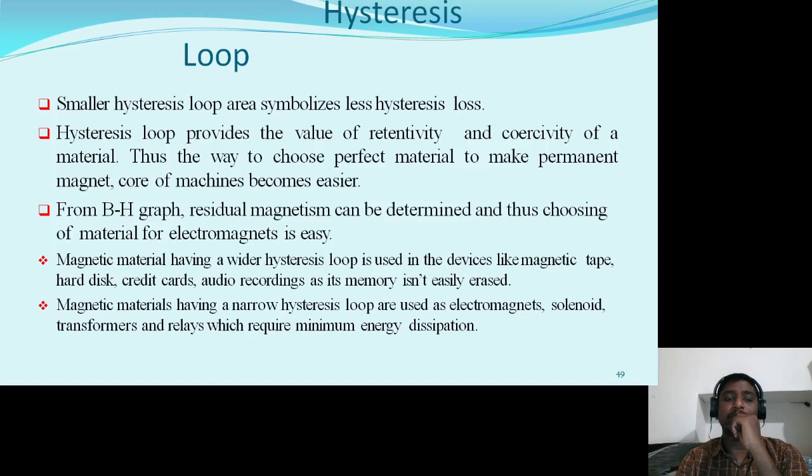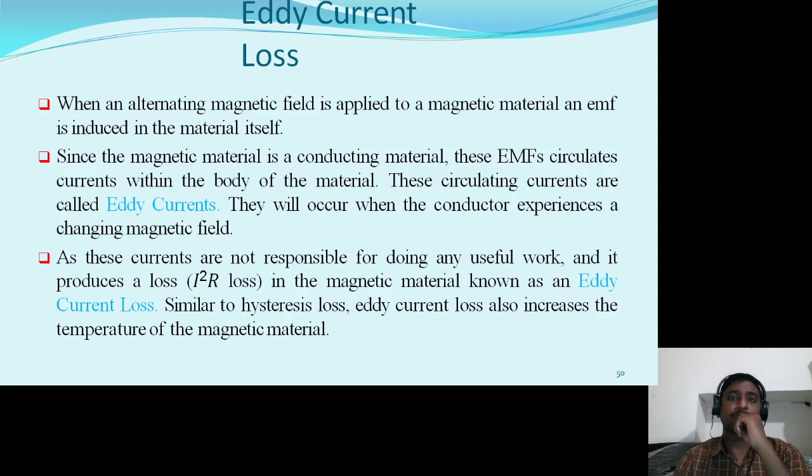So magnetic materials having a wider hysteresis loop may be used in magnetic tape, hard disk, credit cards, audio recordings, as its memory is not easily erased, right? So narrow means soft, used in solenoids, transformers, relays, so minimum energy dissipation. Clear? Applications. So one more is eddy current losses.